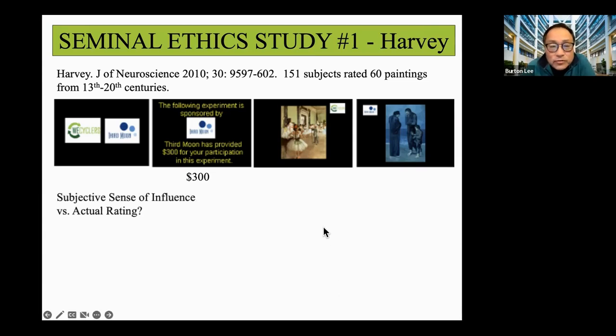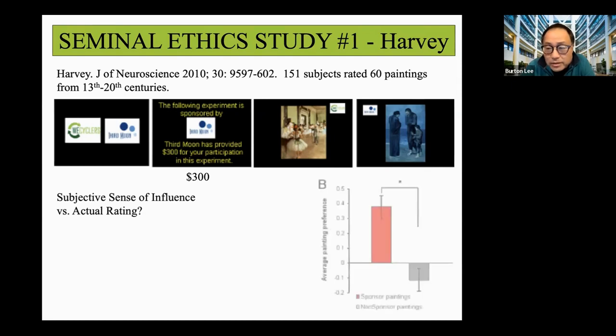But as you can probably guess from this, even though they did not think it affected the ratings, it actually did. So here is a rating in red if you happen to be sponsored by that particular company. Your rating was significantly higher as opposed to when your painting was not sponsored by the company.